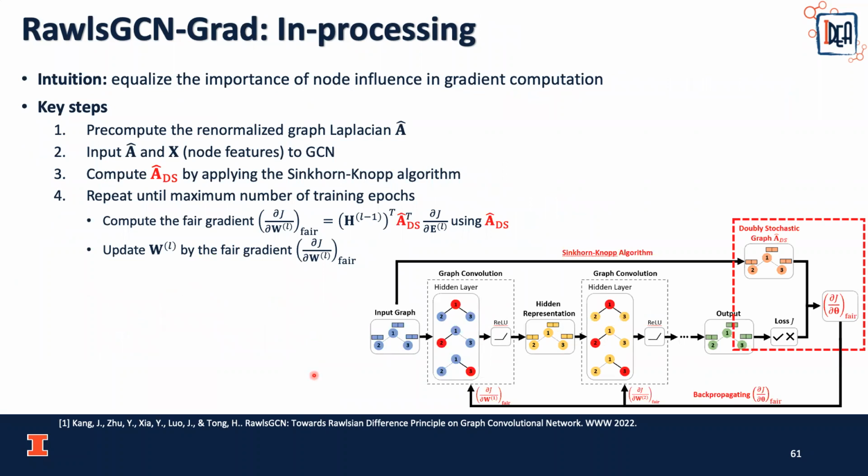And for the in-processing method RawlsGCN-Grad, we will first compute this doubly stochastic matrix, but then still use the original graph as the input of this GCN model. But the different thing is that during the backpropagation, we will use the doubly stochastic matrix to compute this fair gradient and then backpropagate this fair gradient to update the model parameters.